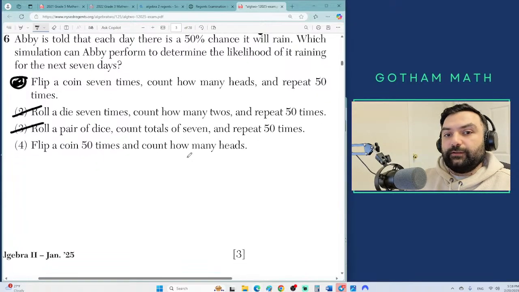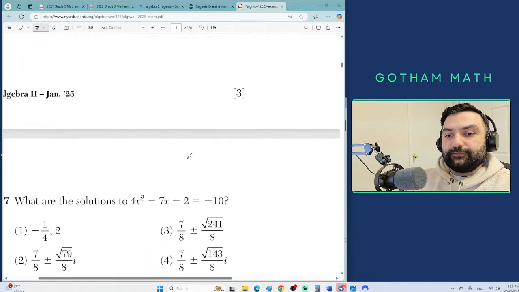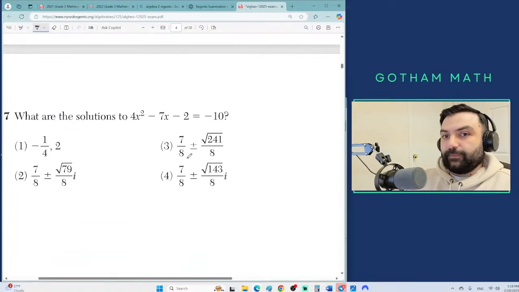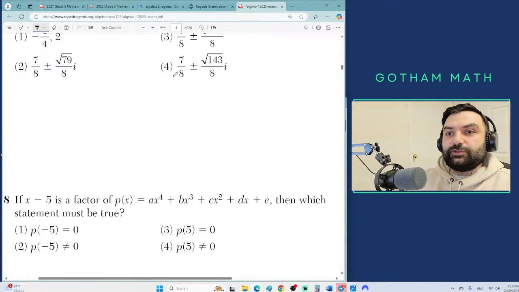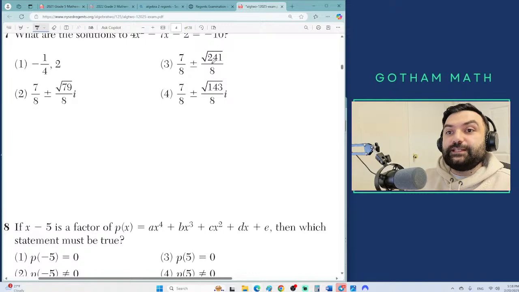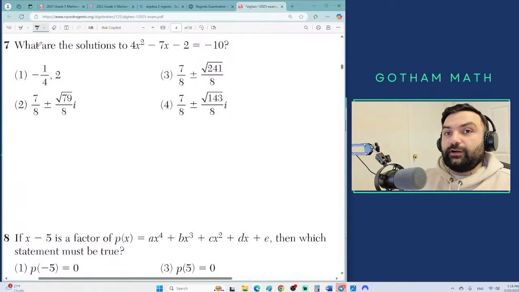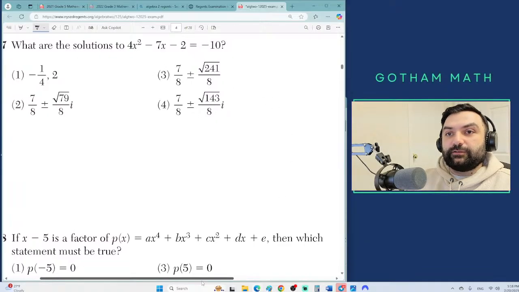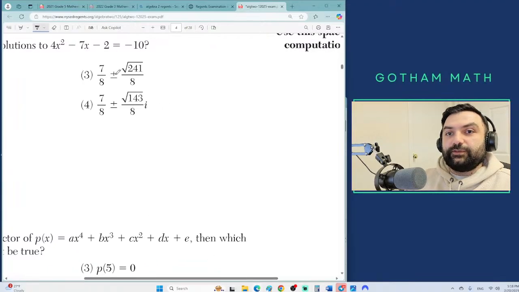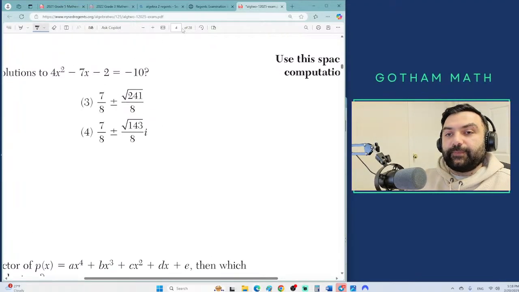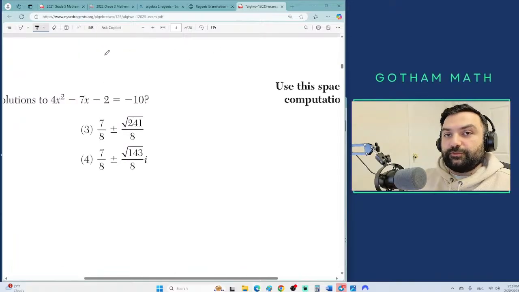All right. We're moving on. Number 7. Solutions to this quadratic equation, and we see that all of the answers are written with I or plus minus. This is definitely a quadratic formula problem. There is no other way when we get plus minus. The quadratic formula is not given to you on the Algebra 2 Regents. You have to remember it. It's only given to you in Algebra 1.